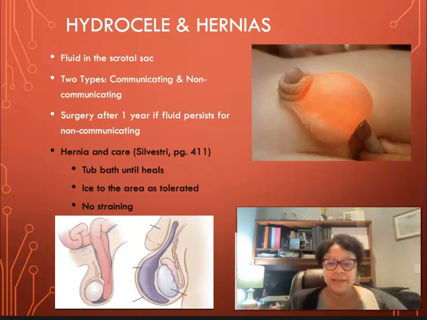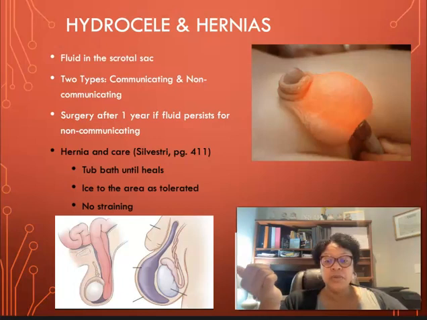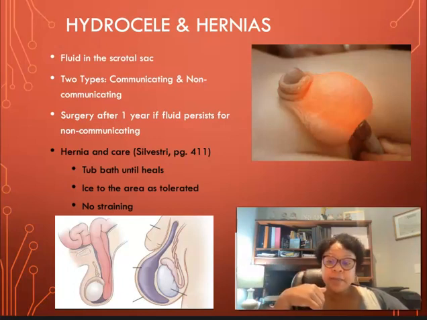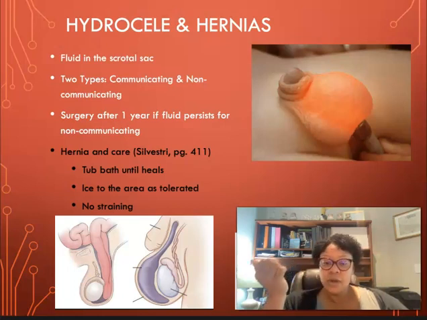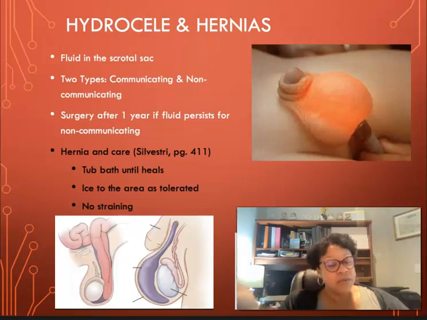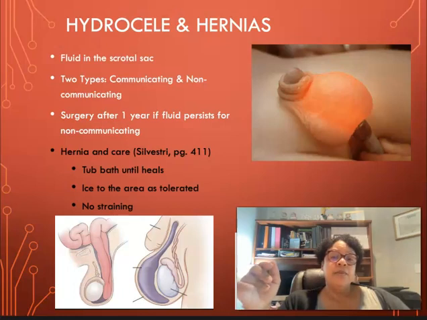But nonetheless, when we have communicating hydrocele, that means that it never closed. So the closure has not happened, and it's commonly seen also with inguinal hernias, which we'll talk about in a second. Surgery is going to be needed for both if it doesn't close on its own, because this is something that's not painful. We do need to monitor it.